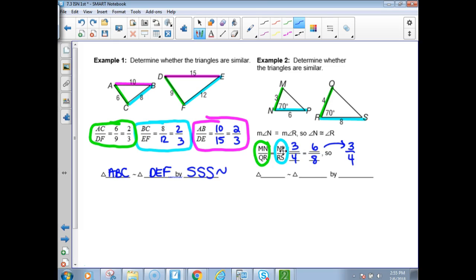Therefore, triangle MNP is similar to triangle QRS. And this time it wouldn't be by SSS similar. We didn't show 3 sets of sides. We only showed 2. And the angle between is congruent, so it's side, angle, side, similar. Not congruent, similar. Angles are congruent, but sides are proportional.